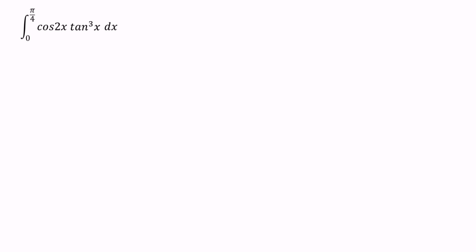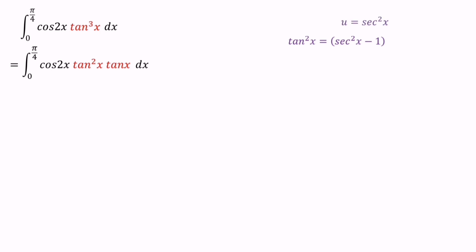Let's start with the term tan cube x. We can obtain tan squared x from tan cube x. Tan squared x can be written as sec squared x minus 1. Let's substitute sec squared x as u. Now we have tan squared x equal to u minus 1.